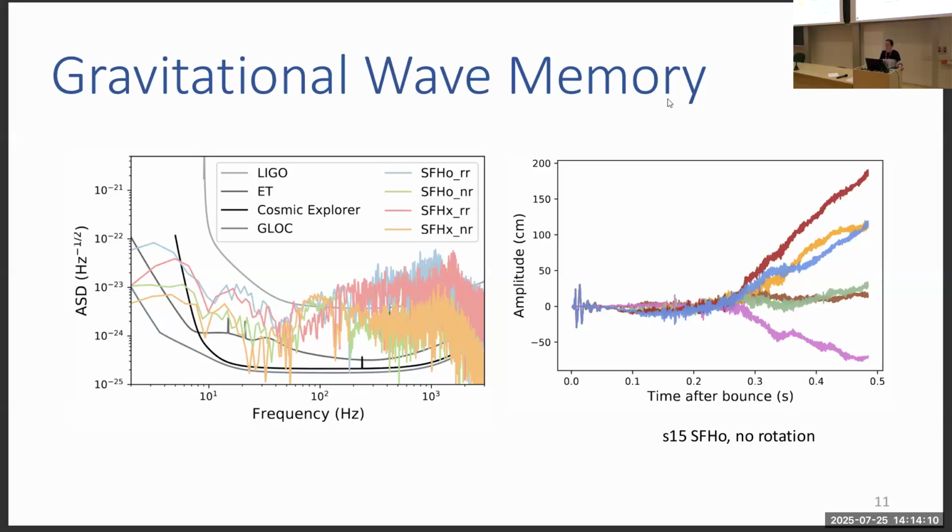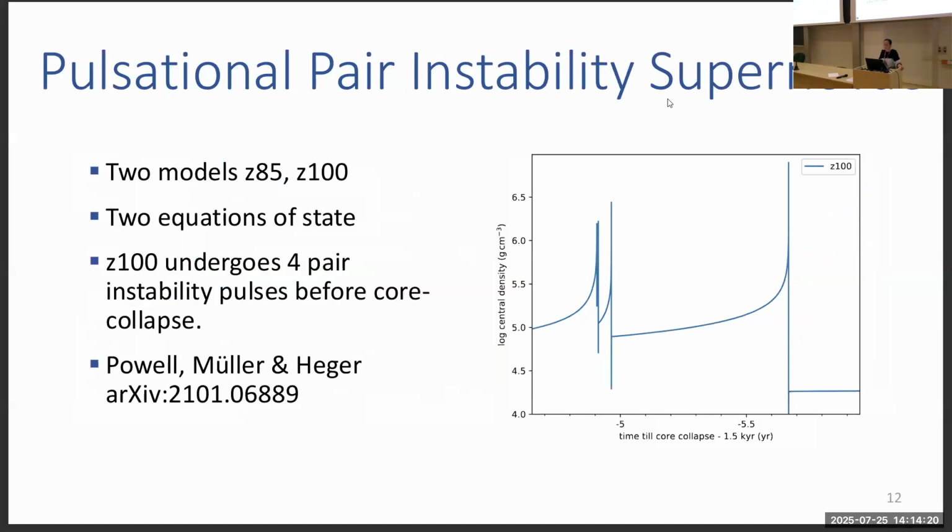But I've been doing a bunch of 2D models that are much longer to try and measure some of this gravitational wave memory for a longer time. Because I'm a gravitational wave person, I also care a lot about the birth masses of the neutron stars and the black holes. So I did some simulations of pair instability supernovae, got the models from Alex, and I did some 85 solar mass models and some 100 solar mass models. And I used, again, the SFHo and SFHx equation of state.